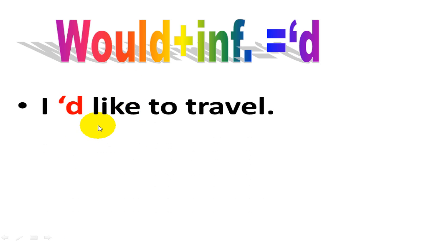Would plus infinitive. I'd. Example: I'd like to travel means I would like to travel. The O is silent and would becomes I'd. I'd like to travel.